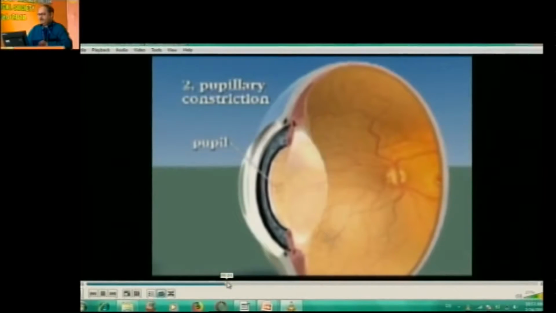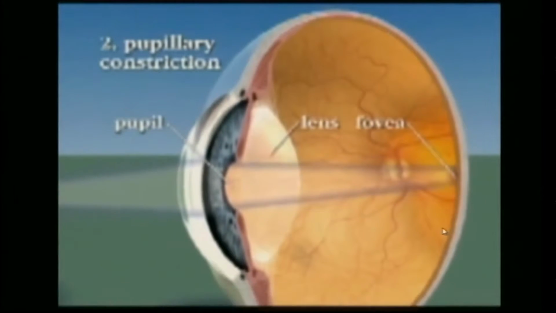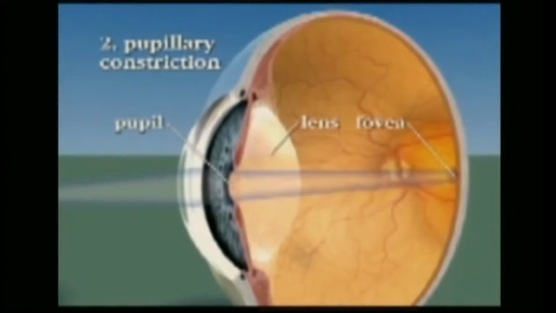Second, the pupil must constrict to restrict the entry of light rays diverging from a near object, since diverging rays cannot be bent enough by the periphery of the lens to make them fall on the fovea. If the pupil were to remain dilated, the image would be blurred. So that's the second component of accommodation.